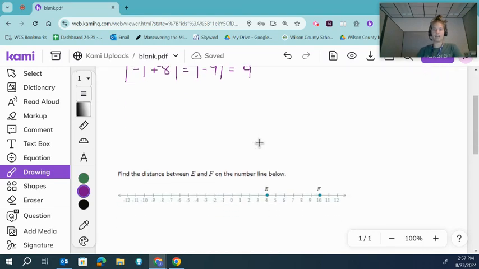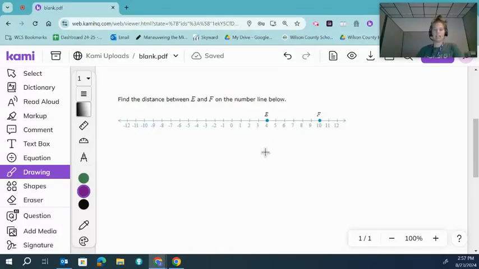Okay, let's take a look at another one. We can use the same thing when numbers are on the same side of 0. So these are both positive. The distance between E at 4 and F at 10. Again, we can count them, or we can use the absolute value expression.